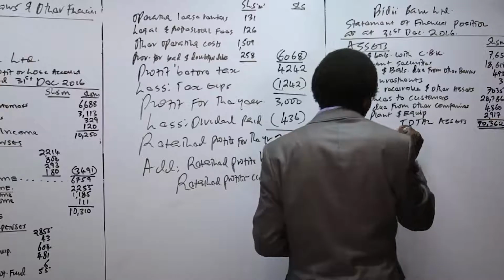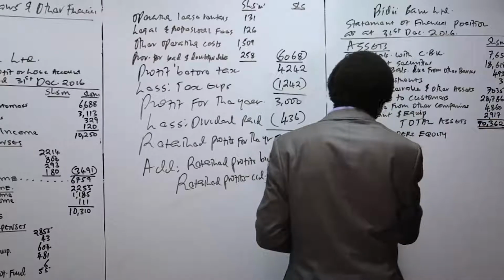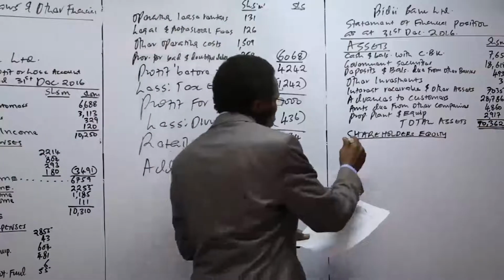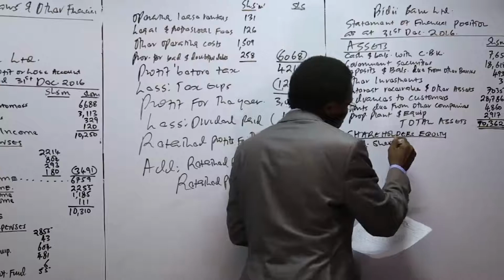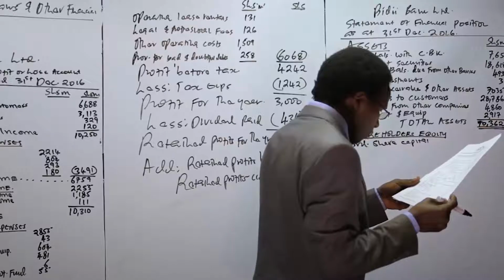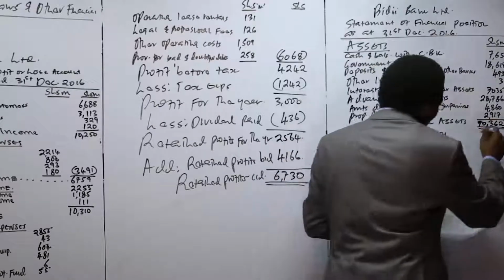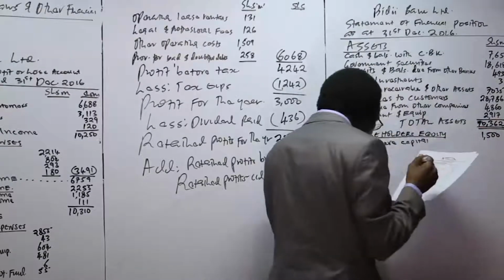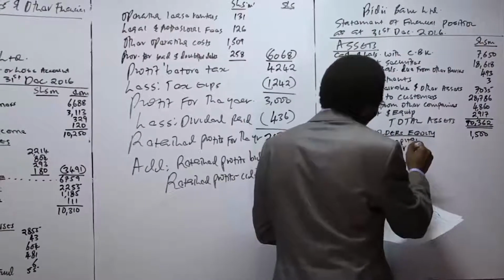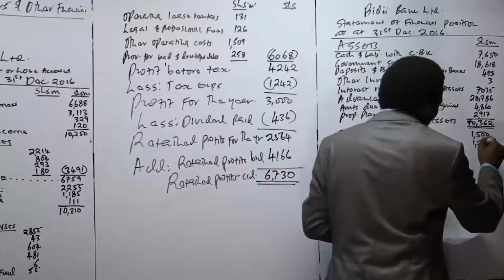The shareholders' equity, we have ordinary share capital as usual. Our ordinary share capital must be given there. How much is the ordinary share capital? Down there we have ordinary share capital. That is 1500 million. There is also a revaluation reserve. The revaluation reserve figure is 1200 million.